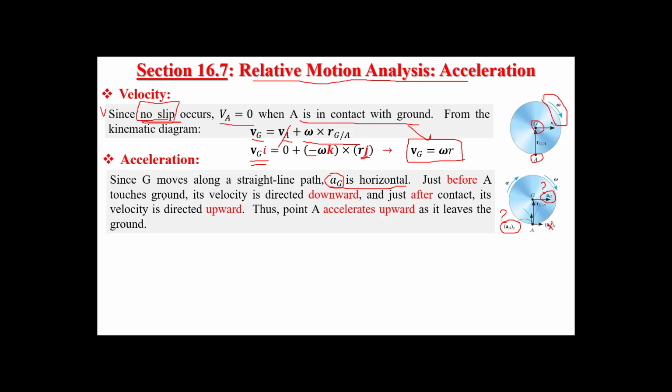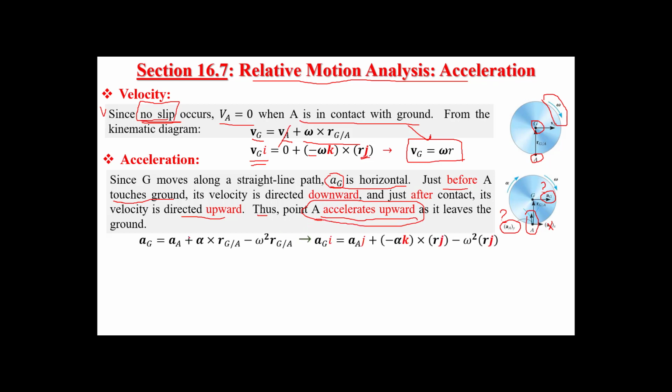Just before A touches the ground, here is how we can explain this vertical acceleration. Just before A touched the ground, its velocity is directly downward, and just after contact, its velocity is directed upward. Thus point A accelerates upward as it leaves the ground. So this is the location of our interest. So I substitute this equation, and I use relative motion analysis between G and A again.